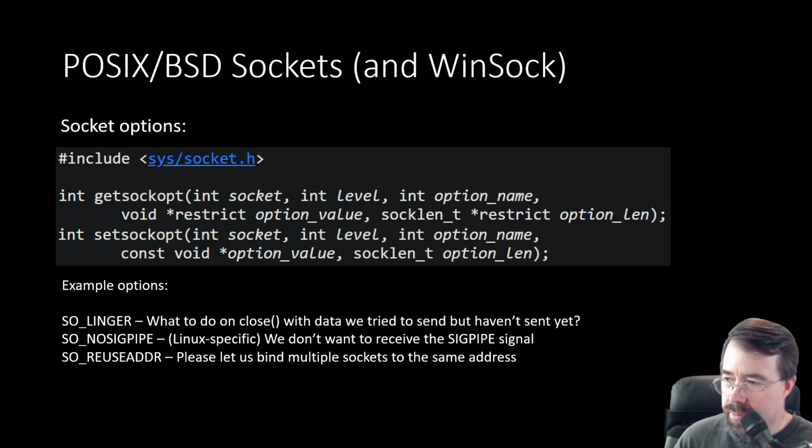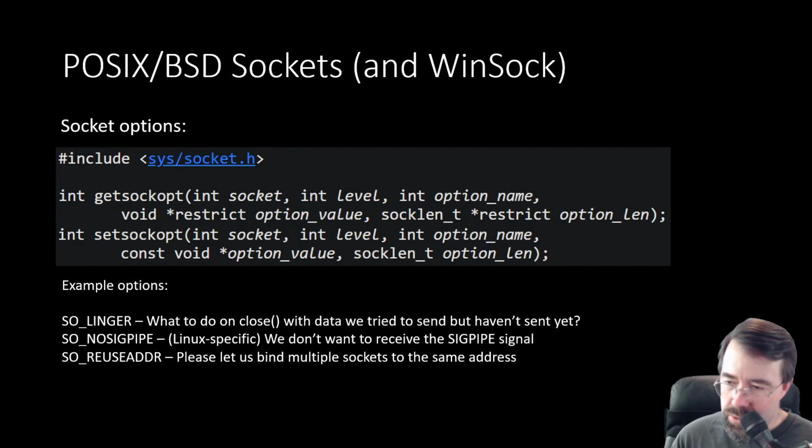Okay, another example, the no-SIGPIPE option, that's Linux specific. There's a special SIGPIPE signal that can be sent in certain circumstances. And this socket option is basically telling Linux, I don't really care about this SIGPIPE signal, so don't bother sending it to me.